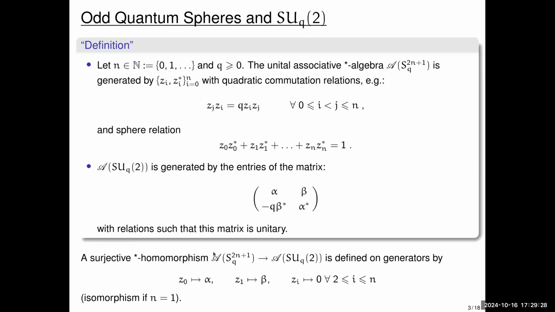So if n is at least 1, you have a surjective star homomorphism from the algebra of the sphere to the algebra of SU_q(2), which is very easy to write. Zeta 0 goes to alpha, zeta 1 to beta, and everything else goes to 0. And this is actually an isomorphism if n is equal to 1. Okay, this is all what you need to know about this.